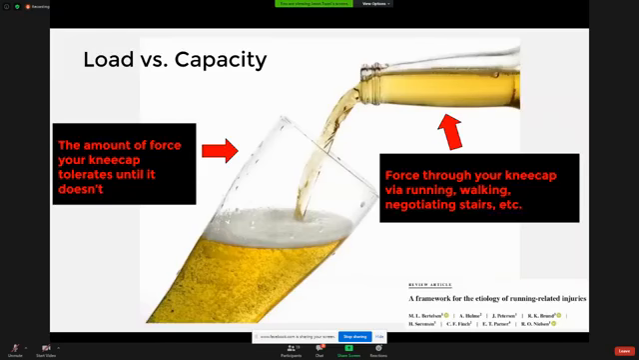So the classic model is basically just load versus capacity, where capacity is just the amount of force that your patellofemoral joint can tolerate, and load is anything that influences that. So running, walking, negotiating stairs, whatever it is that influences what goes into the system. And when your capacity is full and you add more load to the system, then it spills over, and that is what patellofemoral pain is.